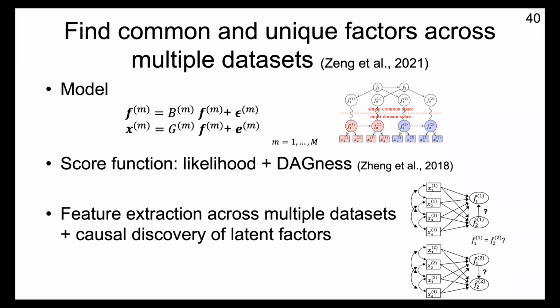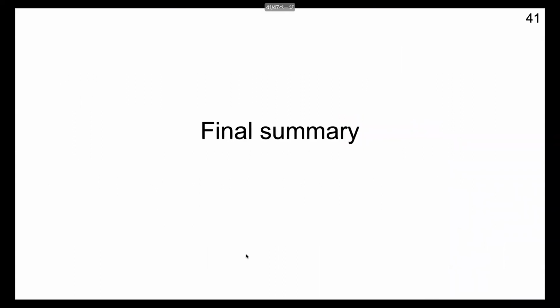We can do that. Further, if we expect some similarity in the causal structure, then we can incorporate that into the model, also in the estimation. In this way, we can simultaneously perform feature extraction and causal discovery between latent factors across multiple datasets.